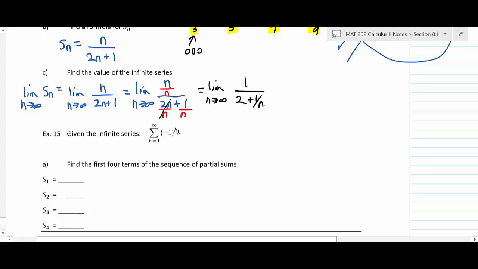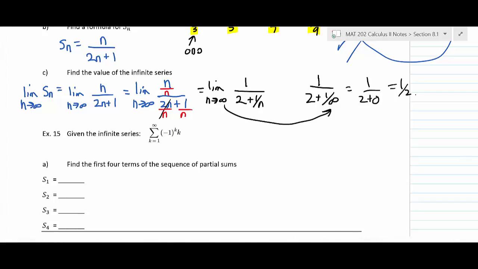That's how you could do that. If you think about this, all that's happening is you have 1 over 2 plus 1 over something infinitely big. What is 1 over infinity? It's becoming 0, right? So you end up with 1 over 2 plus 0, which is equal to a half. That's one way to look at the problem. Does that look familiar? Dividing by the highest power. That's one way. Now, here's another way, and this is worth noting.